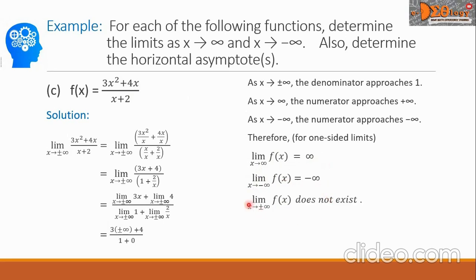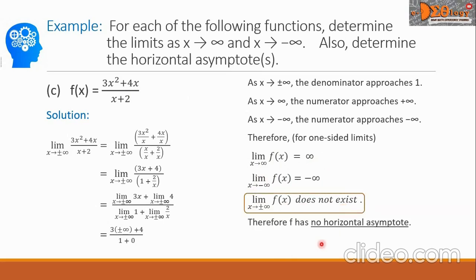So when we write the limit of f of x as x approaches plus or minus infinity, it does not exist. It means to say there is no horizontal asymptote also.